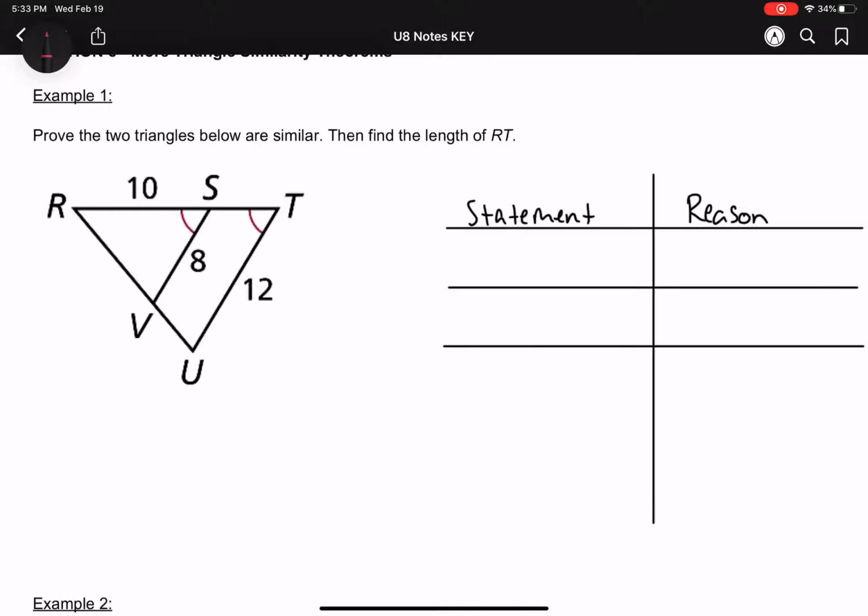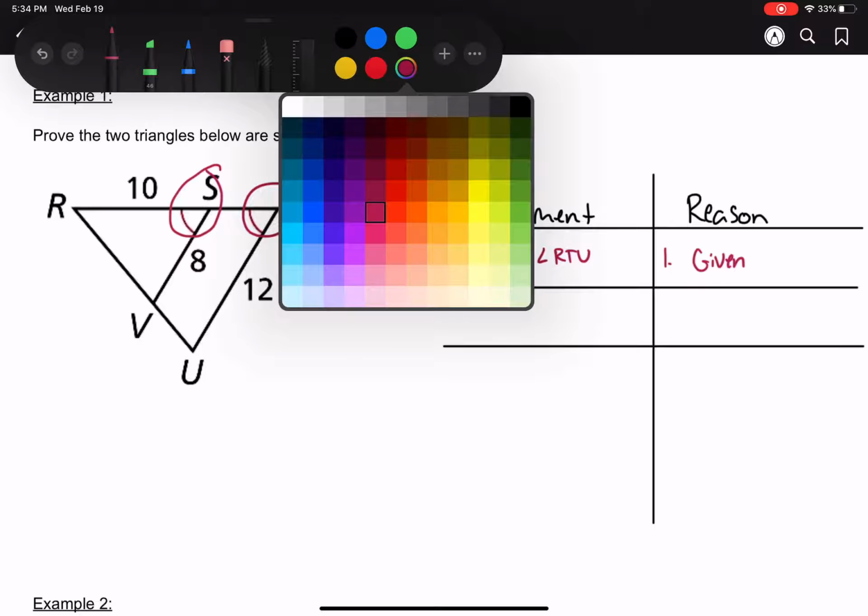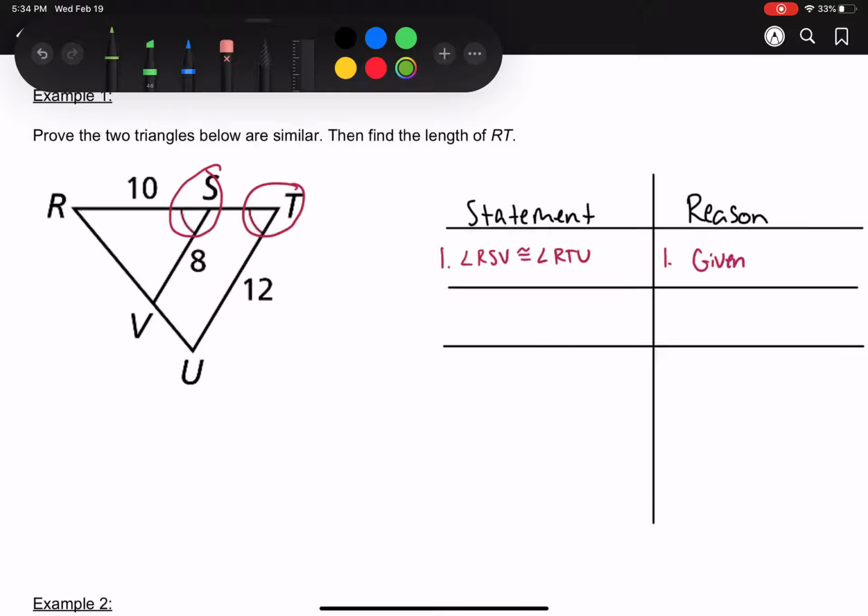When I'm trying to solve using angle, angle, the first thing I recognize is that I have these angles here, angle RSV and angle RTU, that have those markings that allow me to say that they're congruent without doing any work. So my first line of my proof is going to say that angle RSV is congruent to angle RTU because it is given. Next, I need to find another angle that is congruent between these triangles. And the only option for that is angle R.